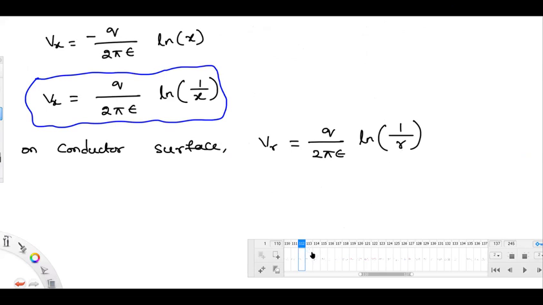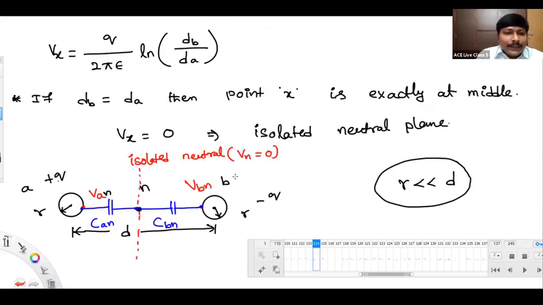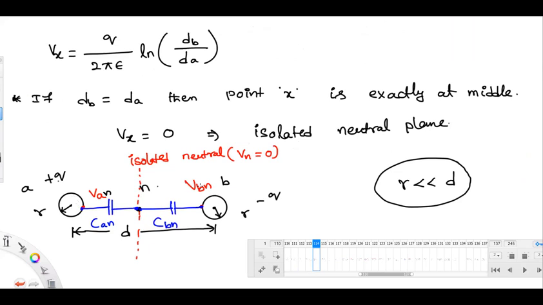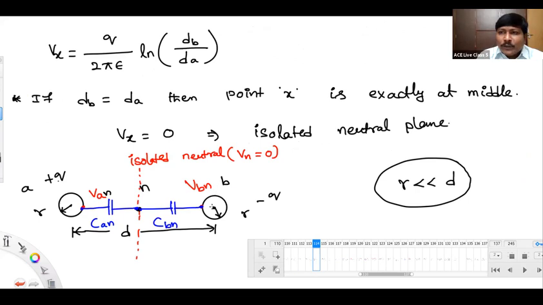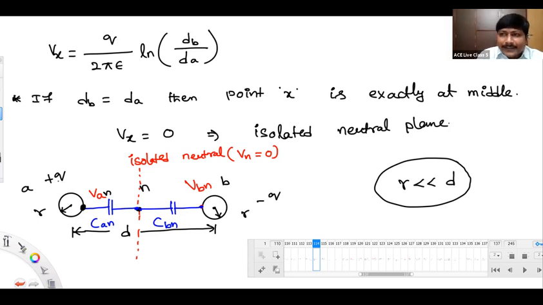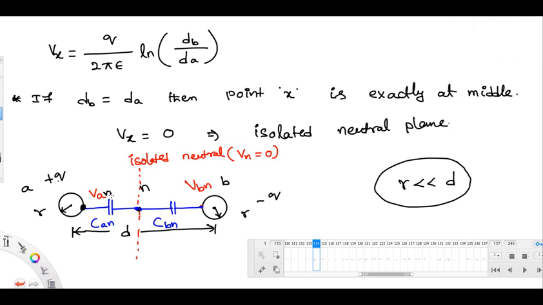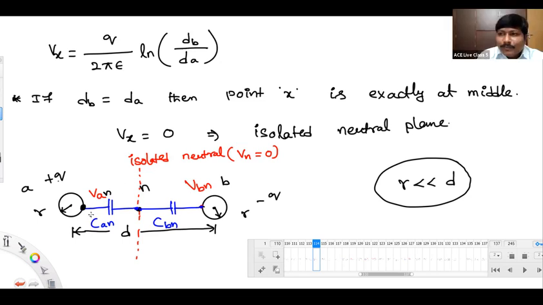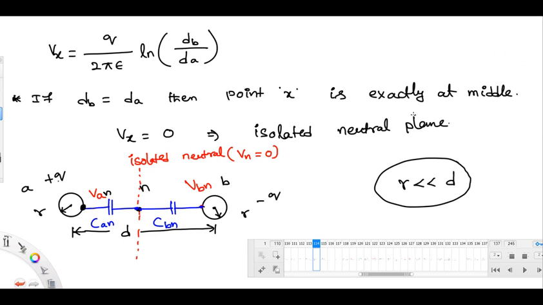On the conductor itself, it means q by 2 pi epsilon into ln of 1 by r. Due to the other conductor B, it will be minus q by 2 pi epsilon ln of 1 by how much is the distance from B to A? D. Because this is the point where you are calculating voltage, right? So because of its own conductor, you will get only the radius. Because of the other conductor, you will get the distance between that other charge and the point where you are calculating. Now got it? Clear. Thank you, sir.